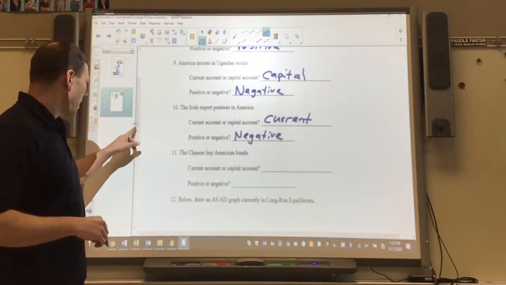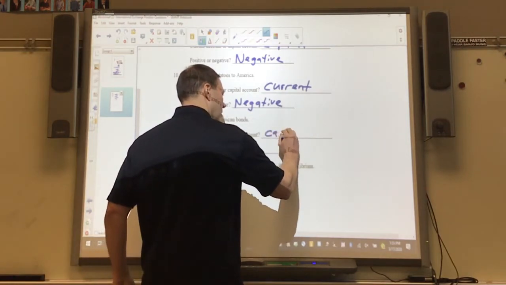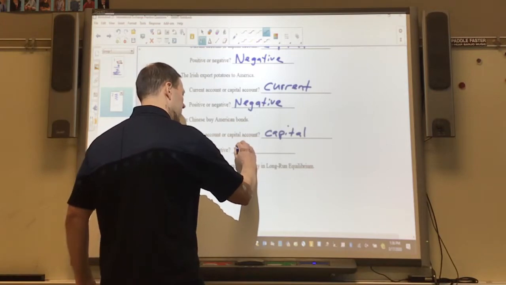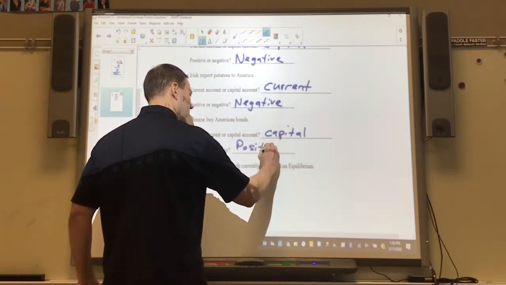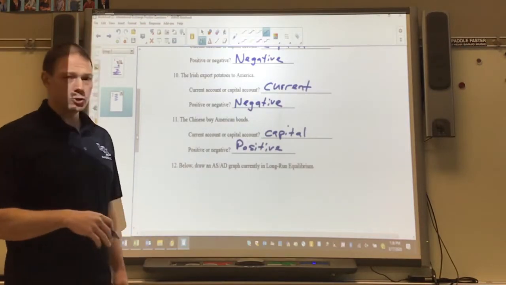All right, the Chinese buy American bonds. That's going to be capital account, obviously, because it's an investment, and it's going to make it positive because the money comes in. So just a real quick refresher on all those things.